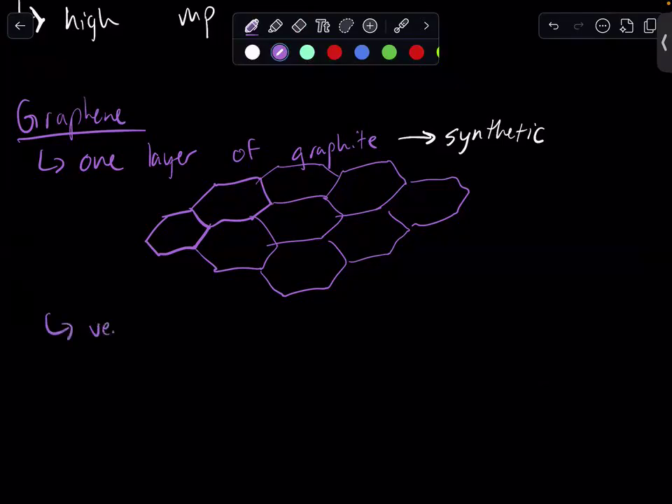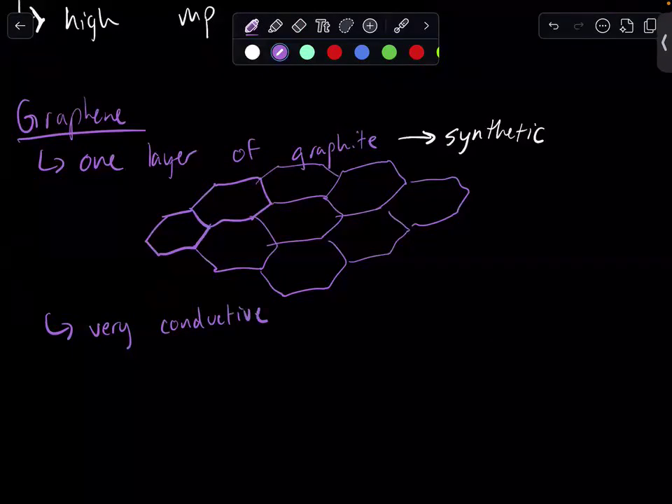It's still very conductive. The bond angles are still 120 degrees, and we still have a flat surface. It's still trigonal planar. We still have those delocalized electrons.